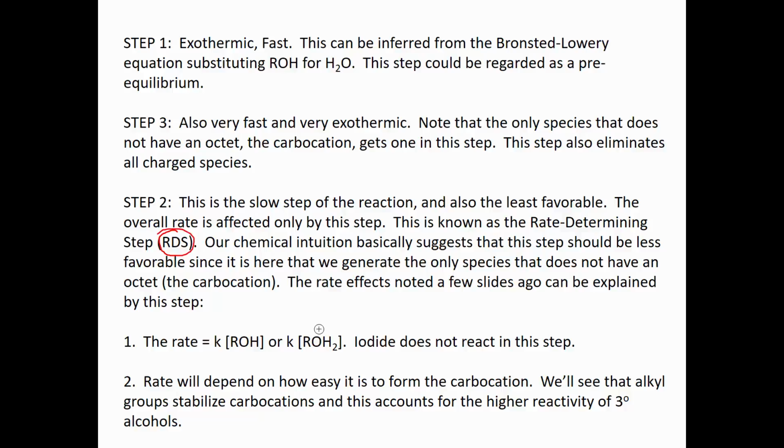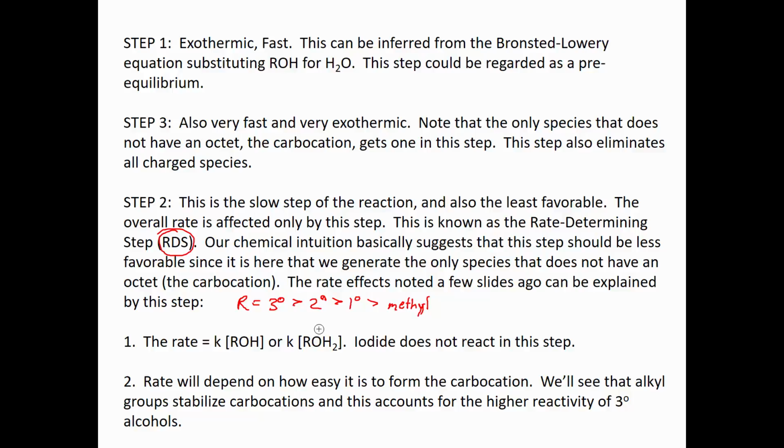Okay, our chemical intuition is basically telling us that the step shouldn't be all that favorable, right? Since it's the only species where we generate the compound that lacks a full electronic configuration. Okay, the rate effects noted a few slides ago where we said R equals tertiary greater than secondary greater than primary greater than methyl are all due to how these groups affect the rate determining step.